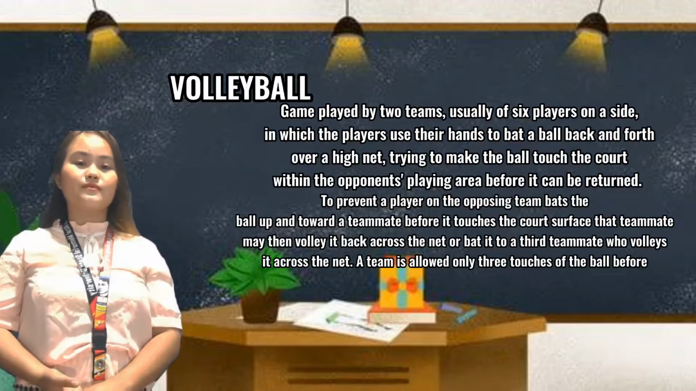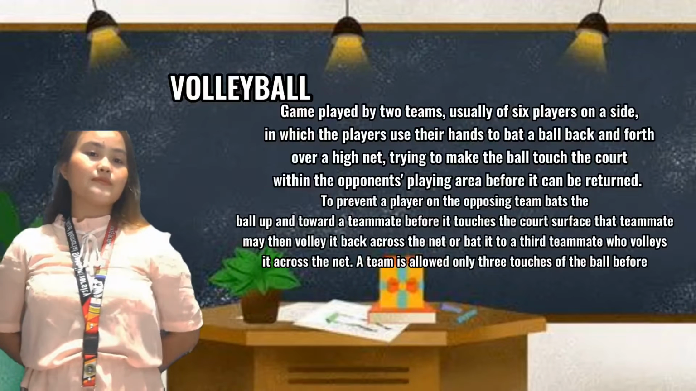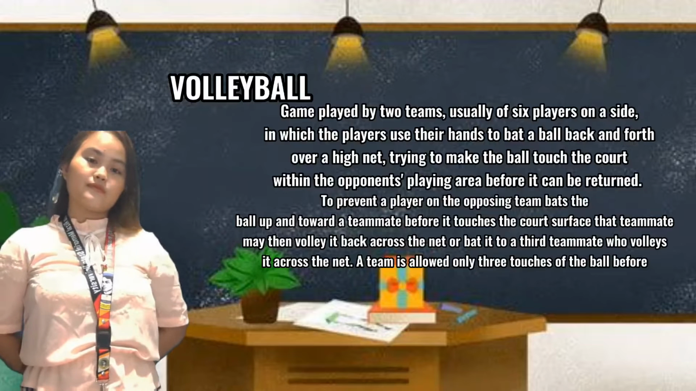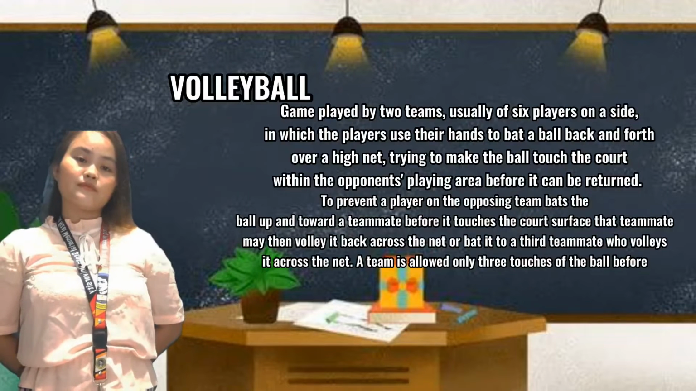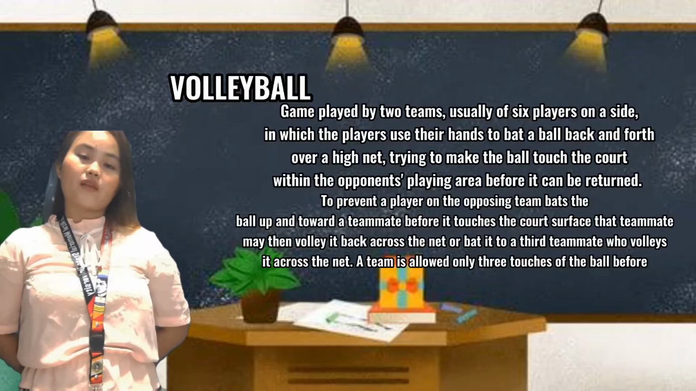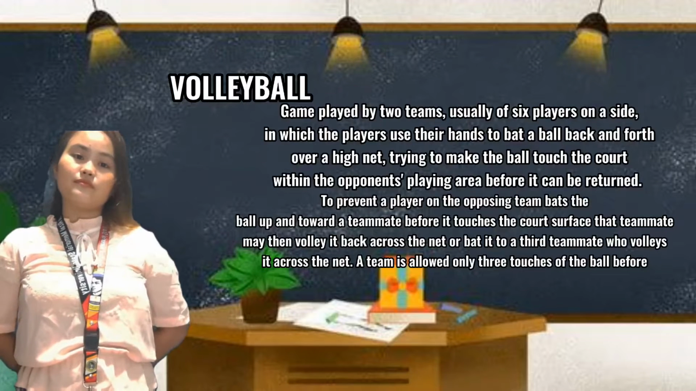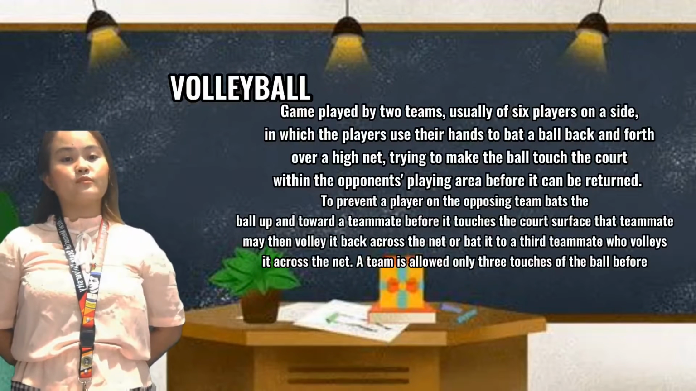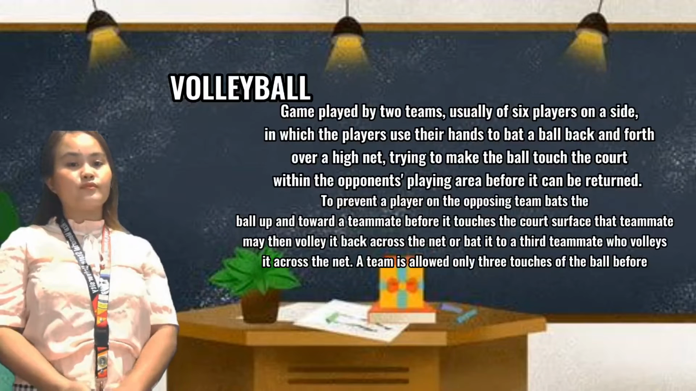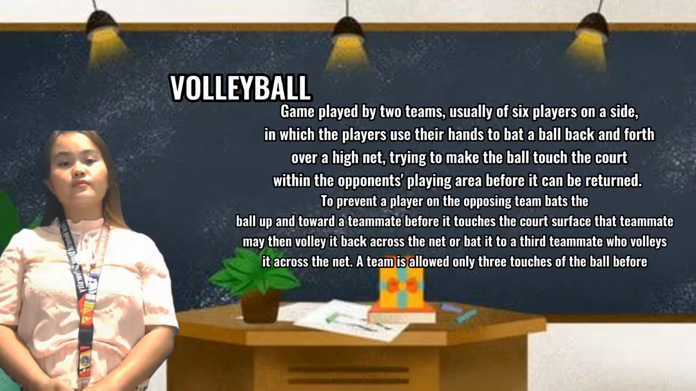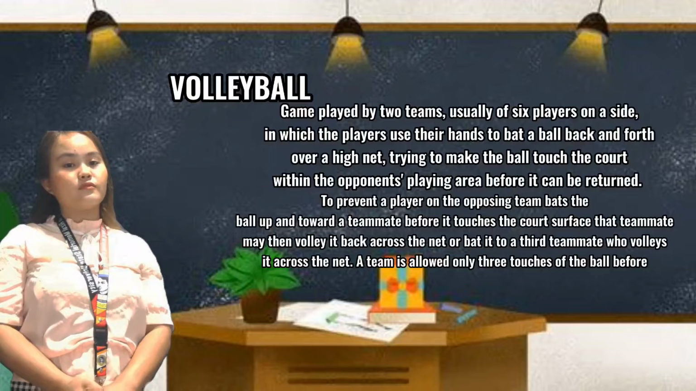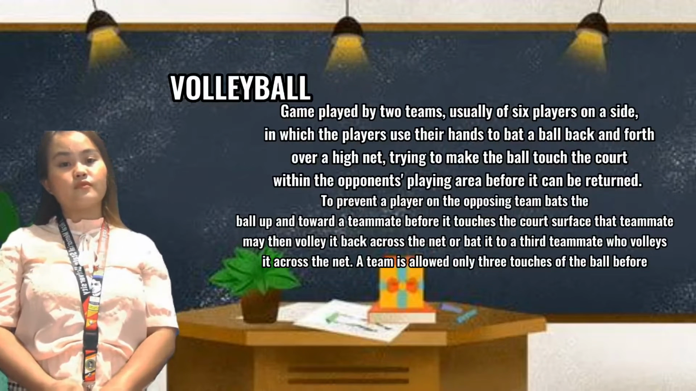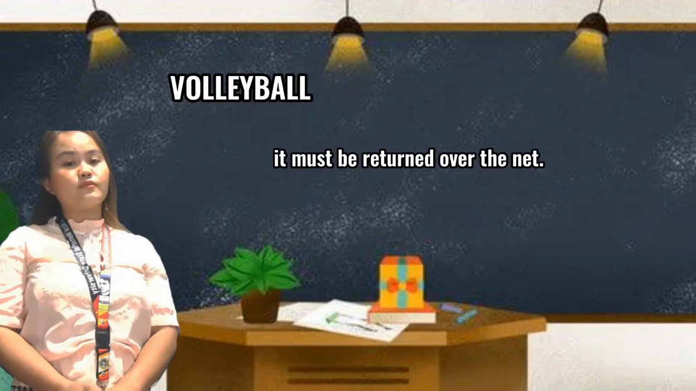Volleyball, game played by two teams, usually of 6 players on a side, in which the players use their hands to bat a ball back and forth over a high net, trying to make the ball touch the court within the opponent's playing area before it can be returned. To prevent this, a player on the opposing team bats the ball up and toward a teammate before it touches the court surface. That teammate may then volley it back across the net or bat it to a third teammate who volleys it across the net. A team is allowed only 3 touches of the ball before it must be returned over the net.